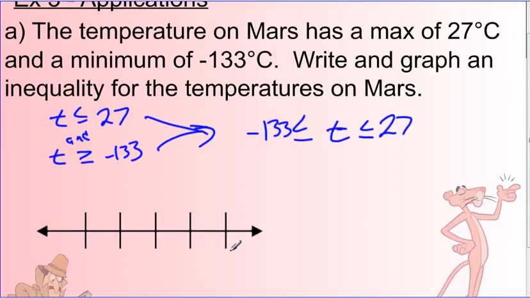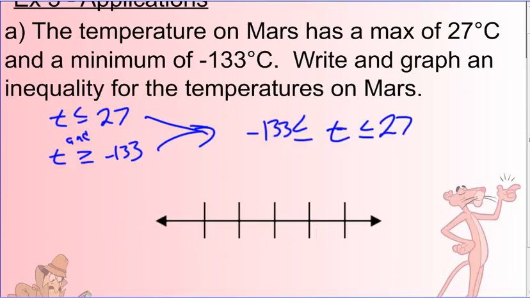So then we would graph this thing, and what would I want to count by? I think I want to count by 50s. 50, 0, negative 50, negative 100. Yeah, that'll work. 50, 0, negative 50, negative 100, negative 150. 27 would be like here. Negative 133 would be like here. I need a solid dot at both of them. And it's an and, so we're shading in between.